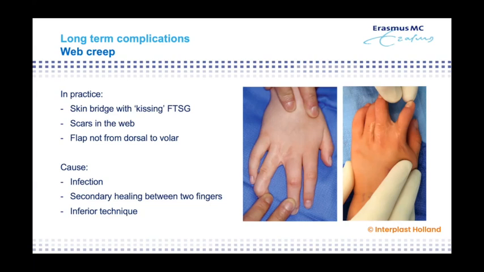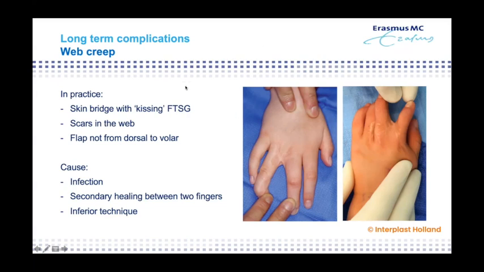Use a flap from dorsal to volar, in my opinion, and not from volar to dorsal, because the volar skin has less pigmentation, and if you put that less pigmentation to the dorsal side, then it will be very conspicuous, and people will see that there's something different about that hand, and it will bring attention to the hand.